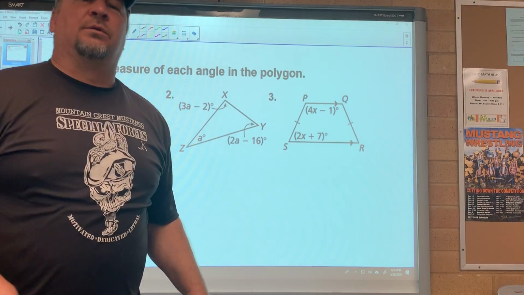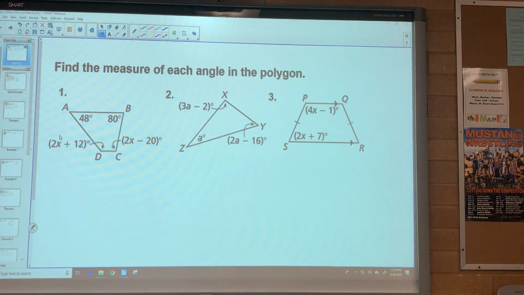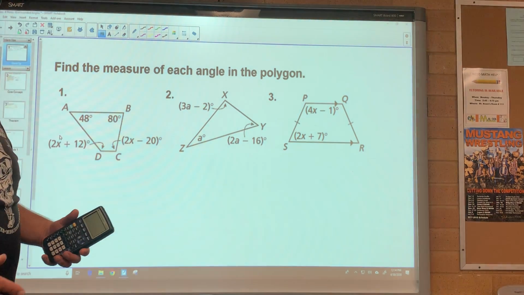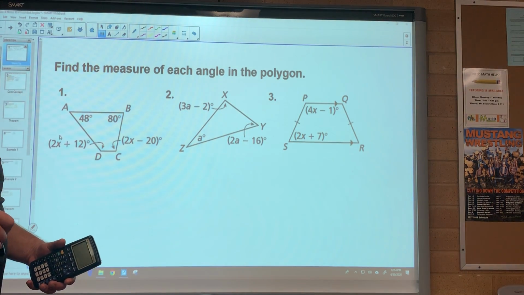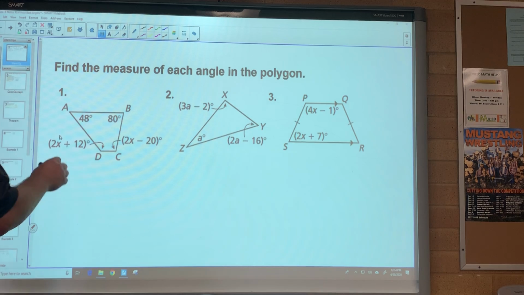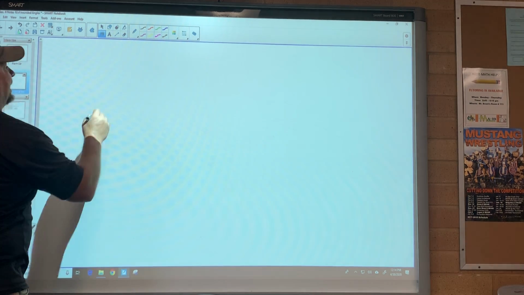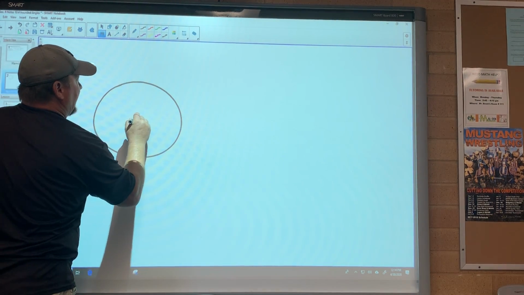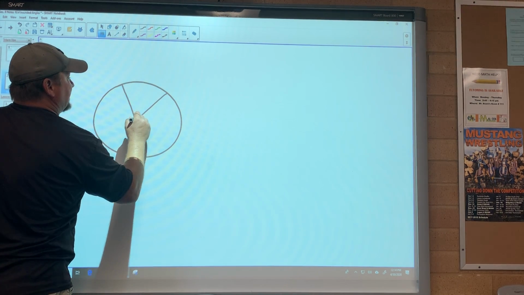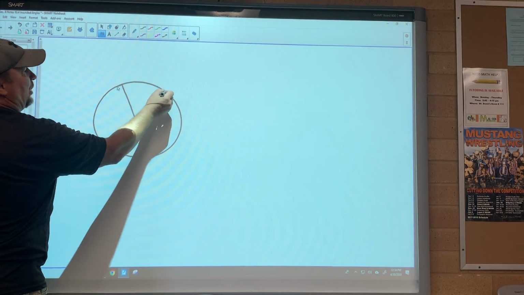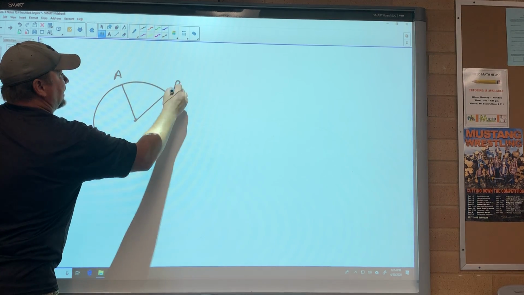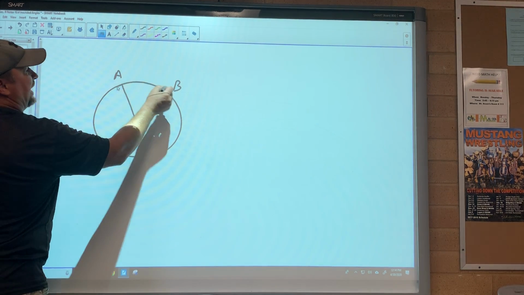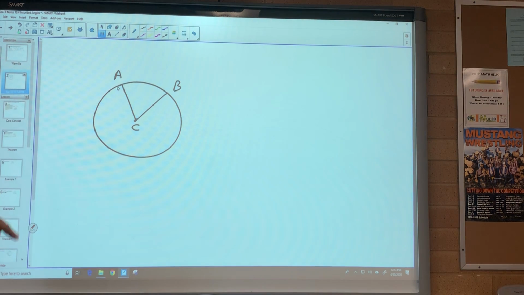The next lesson that we're going into is lesson 10-4, which is talking about inscribed angles in a circle. The angles we've talked about so far on circles are central angles. If you don't remember, I'll review for a second. A central angle has to contain the center of the circle. If this was A, B, and C, the arc of A to B is exactly the same as the central angle.